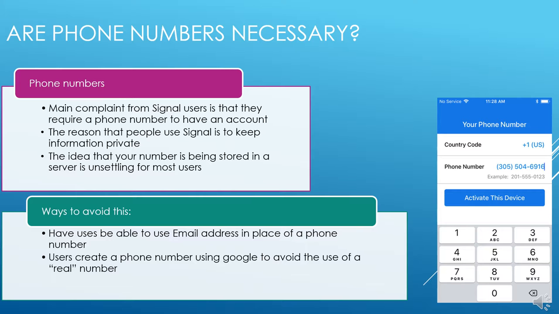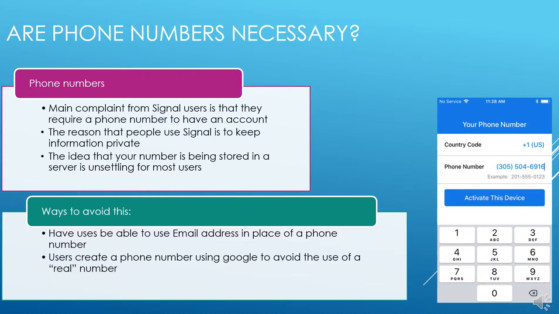Using a phone number eliminates the need for a username or password, but it is still using information that can be tracked back to the user. Using a phone number also creates a possible security risk in the event that a hacker is able to steal the phone number. This is the complaint given by most privacy-conscious users of the Signal application.